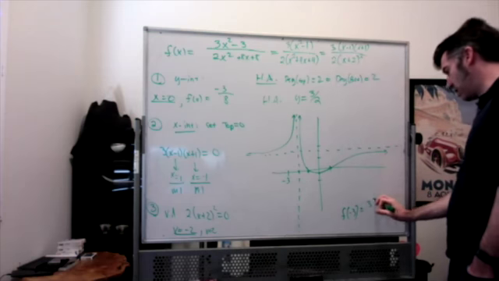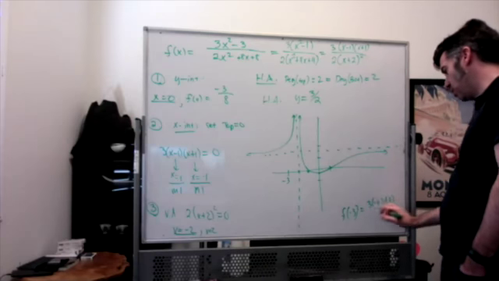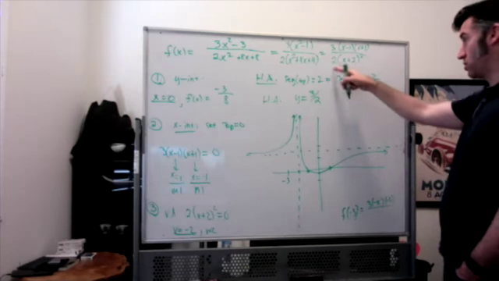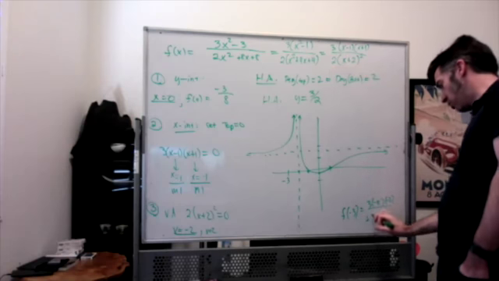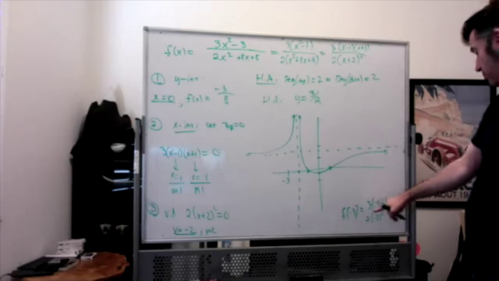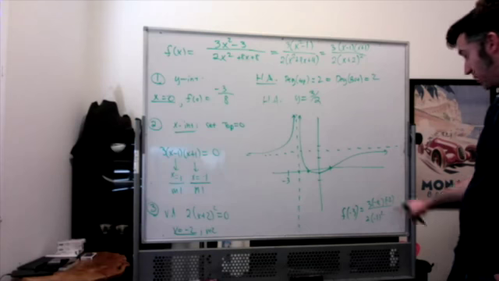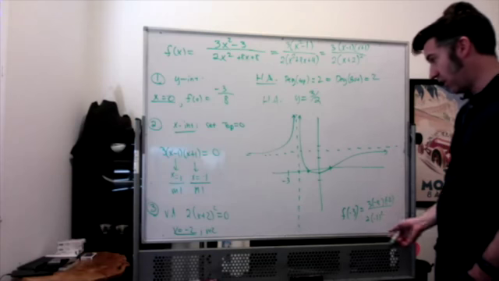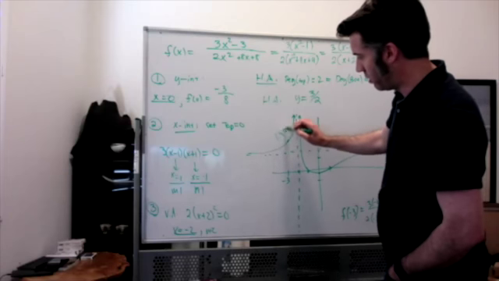-3 minus 1 is -4. -3 plus 1 is -2. Divided by 2 times -3 plus 2 is -1 squared. So I get, let's see, 8 times 3 is 24. 24 divided by 2 is 12. So I plugged in -3, I get the point -3, 12.